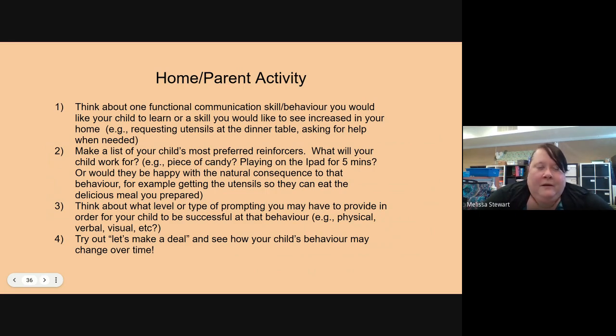I challenge you to think about these steps and pick one skill that you would like to see increased in your child, and look over your child's IPP, because there might be something in there too that talks about functional communication skills. It would be something you could talk to your teachers or the SLP more about, and how we go about eliciting that behavior.